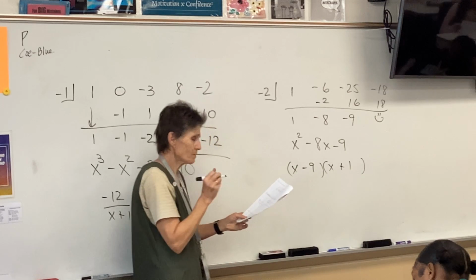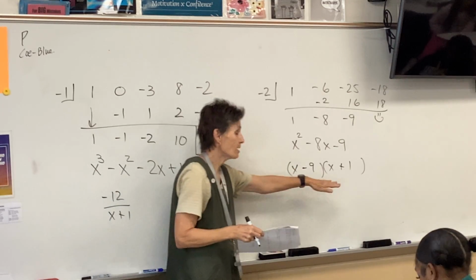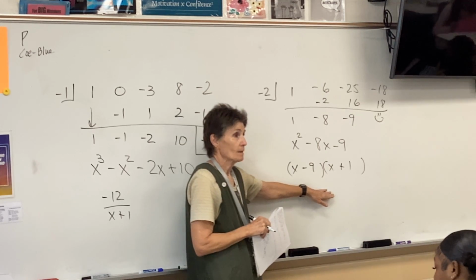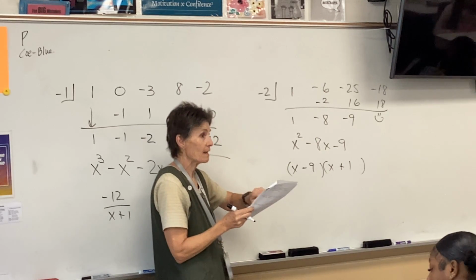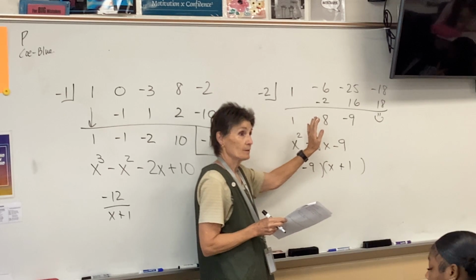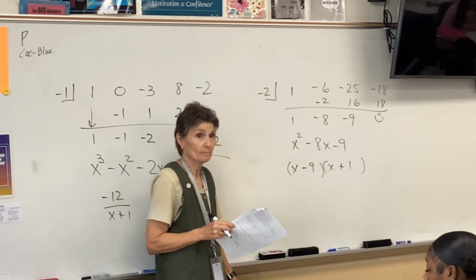And what was the question? Find the other factors. Right there they are. That's them. So what do I do when they give me one of the factors? They gave me one of them. I divide it out and then factor what's left.